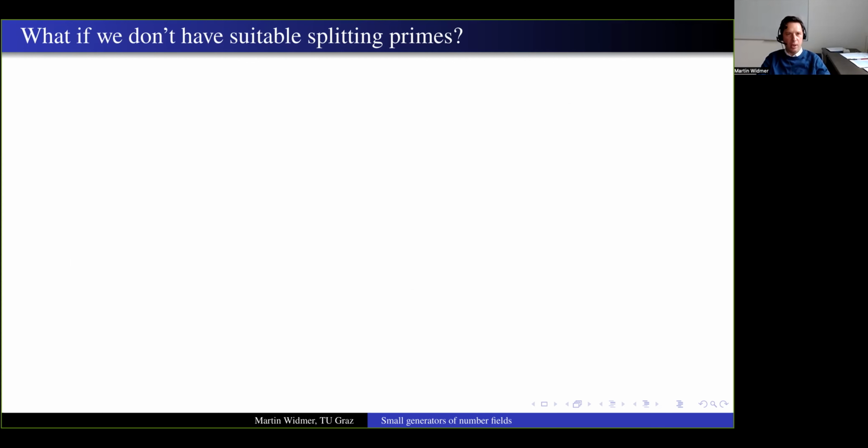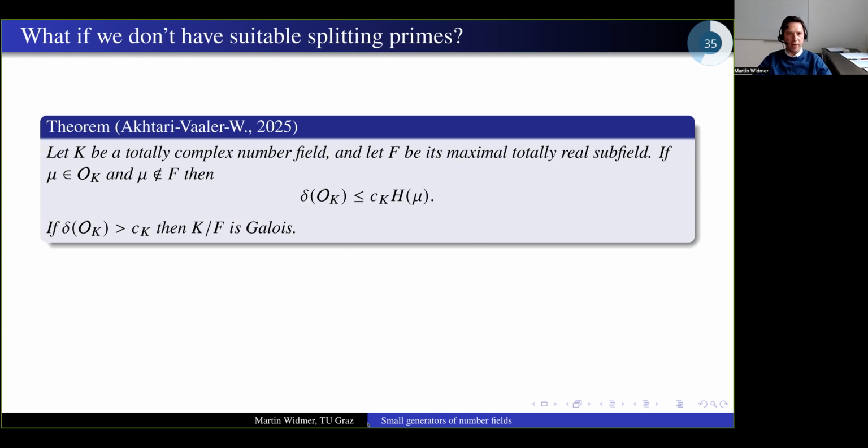but what can we do if we are unable to prove the existence of any suitable prime at all? Well, we still can squeeze quite a bit of extra information from the Archimedean case. So here's a recent result of Shabnam Akhtari, Jeff Vaaler, and myself. If K is a totally complex number field and F is its maximal totally real subfield, then the smallest integral generator is at most C_K times the height of mu, where mu is any algebraic integer in K that is not totally real. So for instance, if you have a root of unity in K different from plus minus 1, then the delta invariant of O_K is at most C_K.